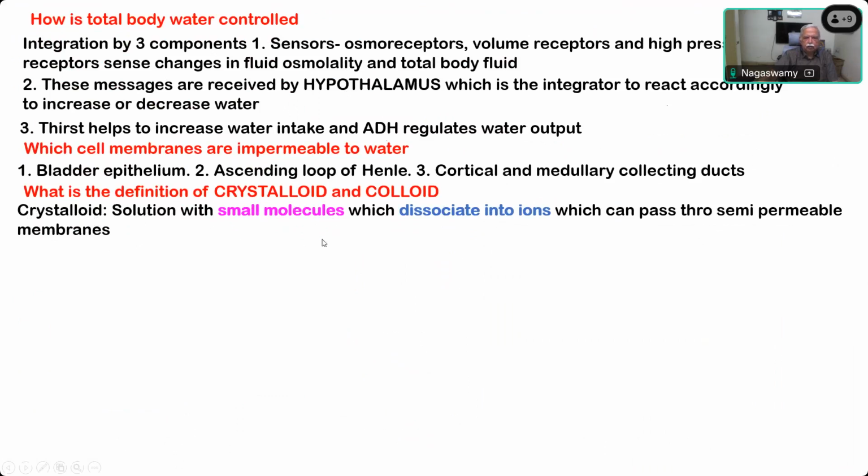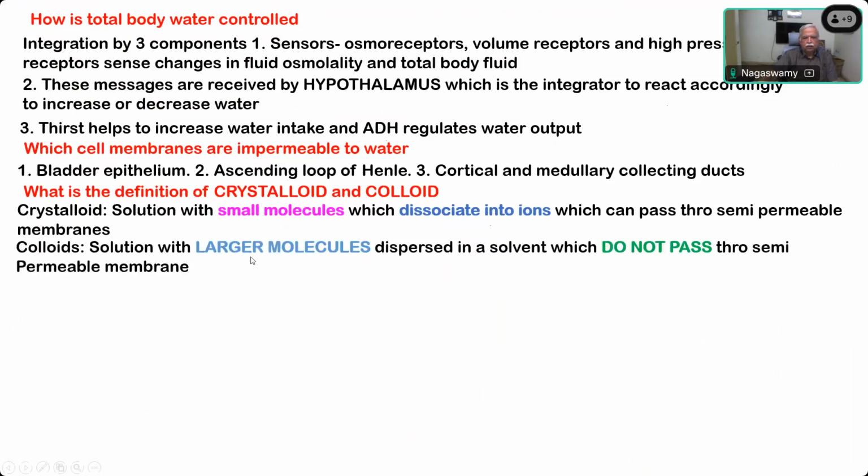Solutions with small molecules dissociate into ions which will develop an electric charge. For example, sodium chloride or NaCl becomes sodium ion and chloride ion. It can pass through semi-permeable membranes. Whereas colloids are solutions with larger molecules dispersed in a solvent, and they do not pass through semi-permeable membranes easily. So they draw water, or pull fluid from outside, and they expand the volume inside the vascular compartment.